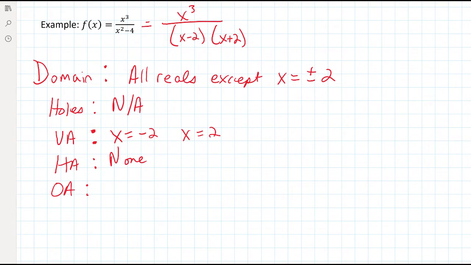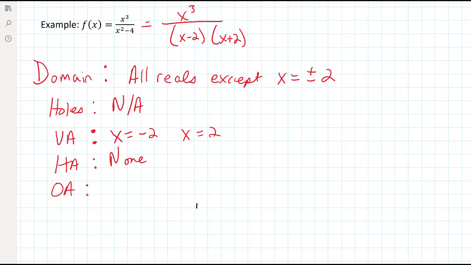All right, so oblique asymptote. An oblique asymptote is a special asymptote that occurs whenever the degree of your numerator is exactly one more than the degree of your denominator. That's exactly what we have going on here, because our degree up top is 3 and the degree at the bottom is 2. So how do you figure out the equation of your oblique asymptote? Well, unfortunately, you need to do some polynomial long division.